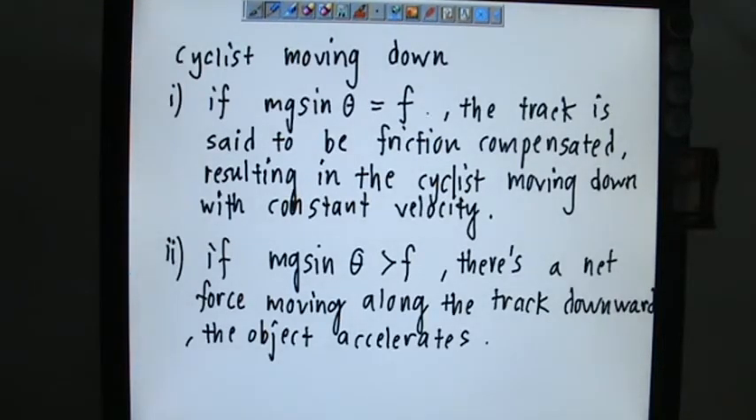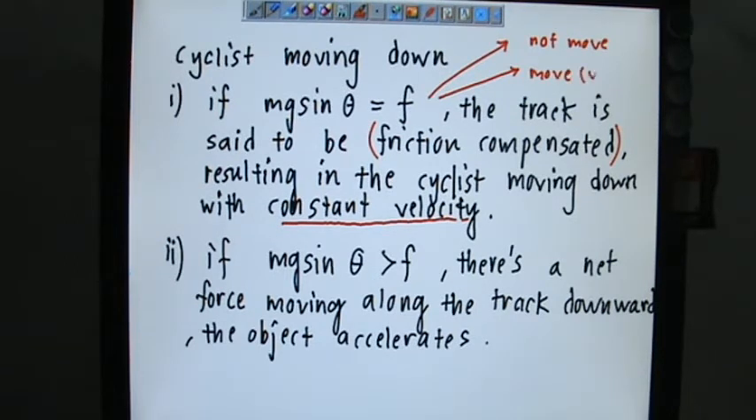The cyclist moving down. If mg sine theta equals the friction, it's either not moving, or if it moves, it will move with constant velocity. Okay, so the track is said to be friction compensated because mg sine theta equals F. You have two possibilities. Either it's not moving, object not moving, or it moves with constant velocity. So this is a case of friction compensated track.